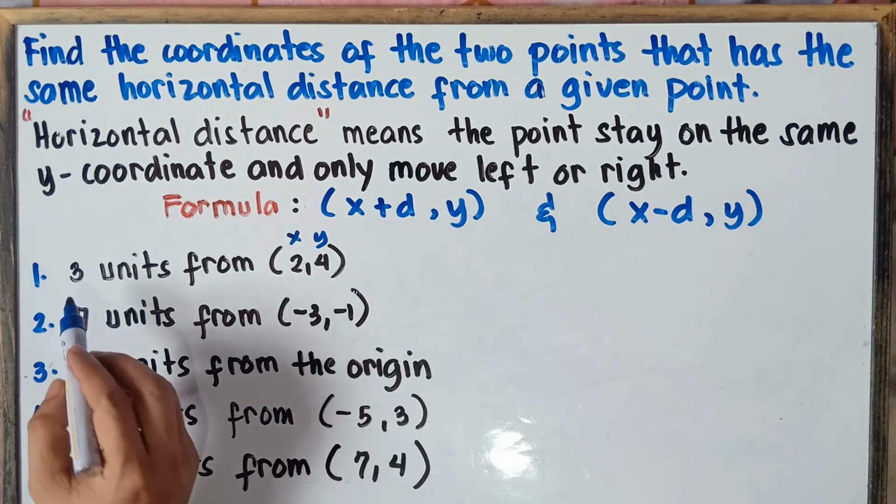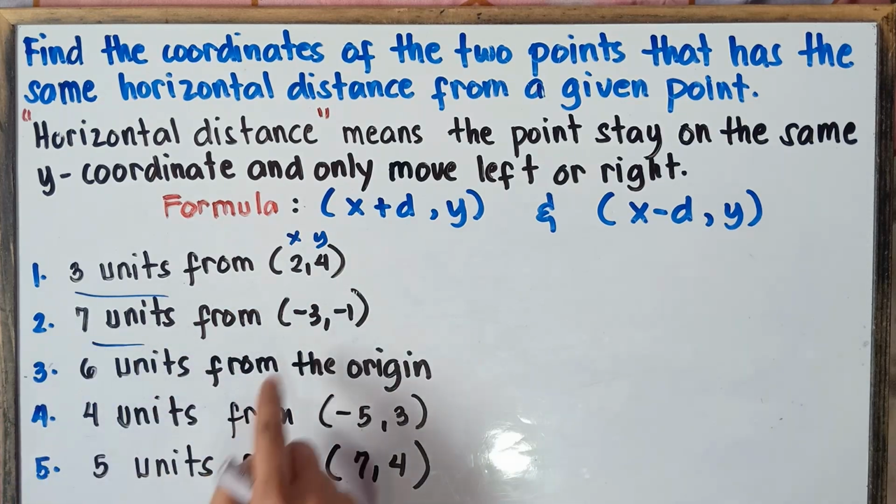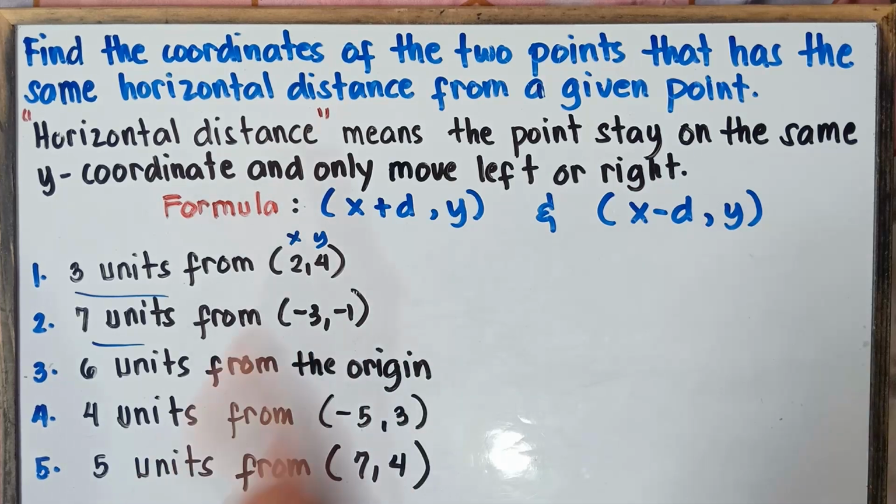Now, this will be our given distance. We have 3 units from (2, 4). We have 7 units from (-3, -1). Now, how will you find the 2 coordinates? How will you find the 2 points?